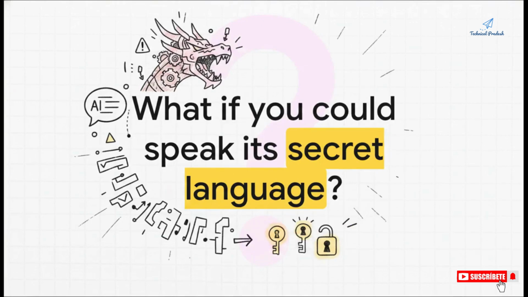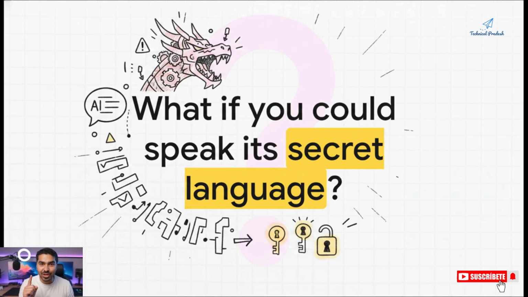But what if you could change that? What if I told you there's a way to unlock its true potential? A way to speak its secret language. A language that can turn that simple little chatbot into an incredibly powerful specialized tool. And guess what? That language is real, and it's called prompt engineering.